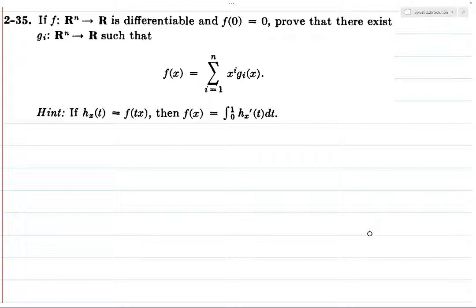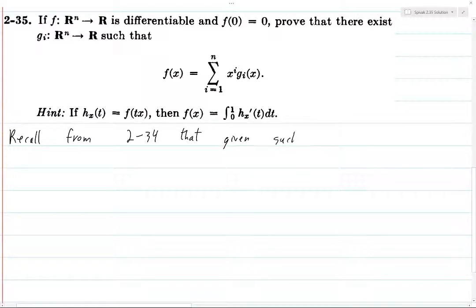So basically this exercise builds on the last one a little bit, but not directly. Recall from the previous exercise that, given such a function f, what we needed to do was f was homogeneous of order n, and we needed to compute its derivative. Here, we'll write it out again.